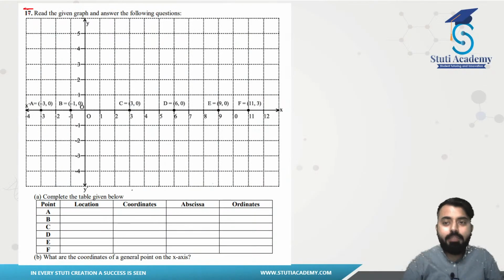So we have the 17th question now. It is this one: read the given graph and answer the following questions. You have to study this graph deeply and then you have to complete this table.